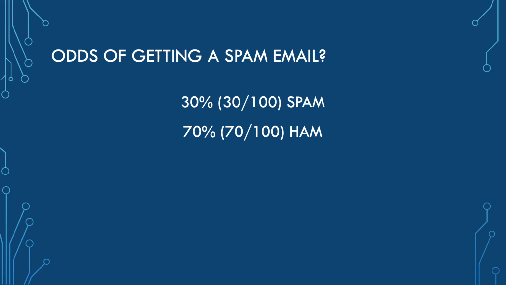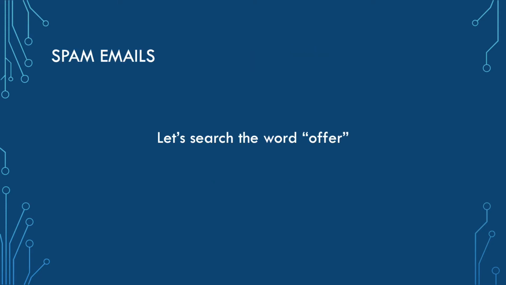We can express these ideas a little bit differently, where in statistics we can say the probability of getting a spam email is 0.3 and the probability of getting a ham email is 0.7. Again, these phrases are identical. In math speak, though, we express these ideas like this.